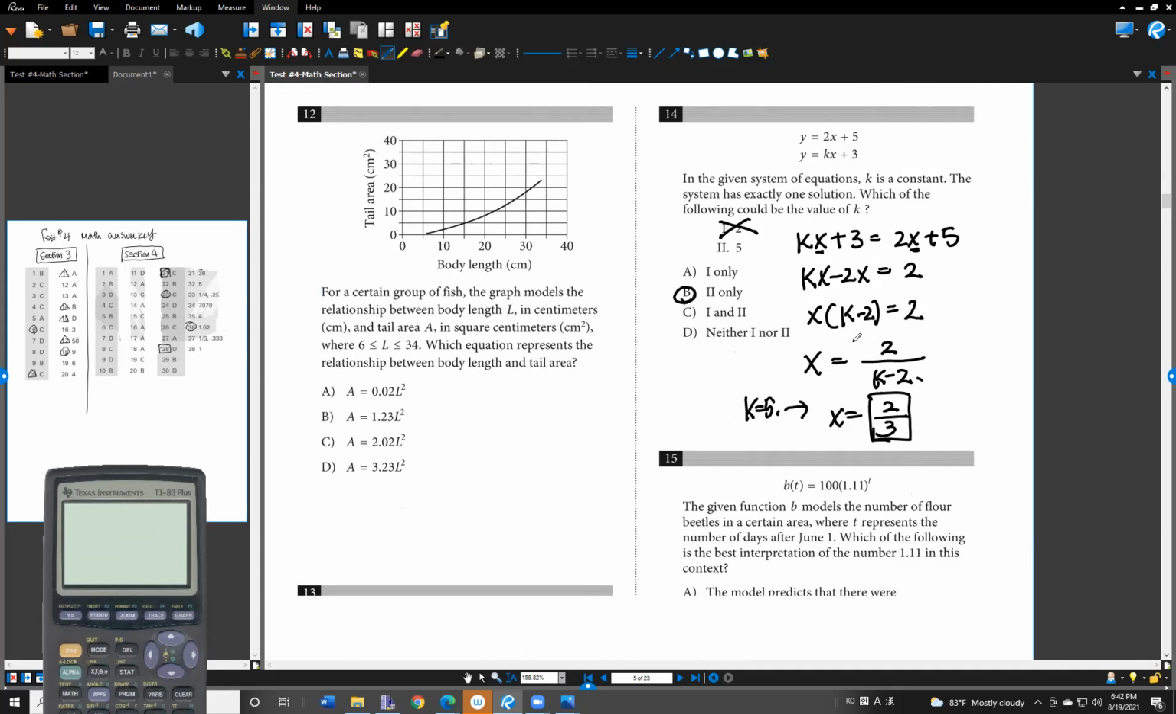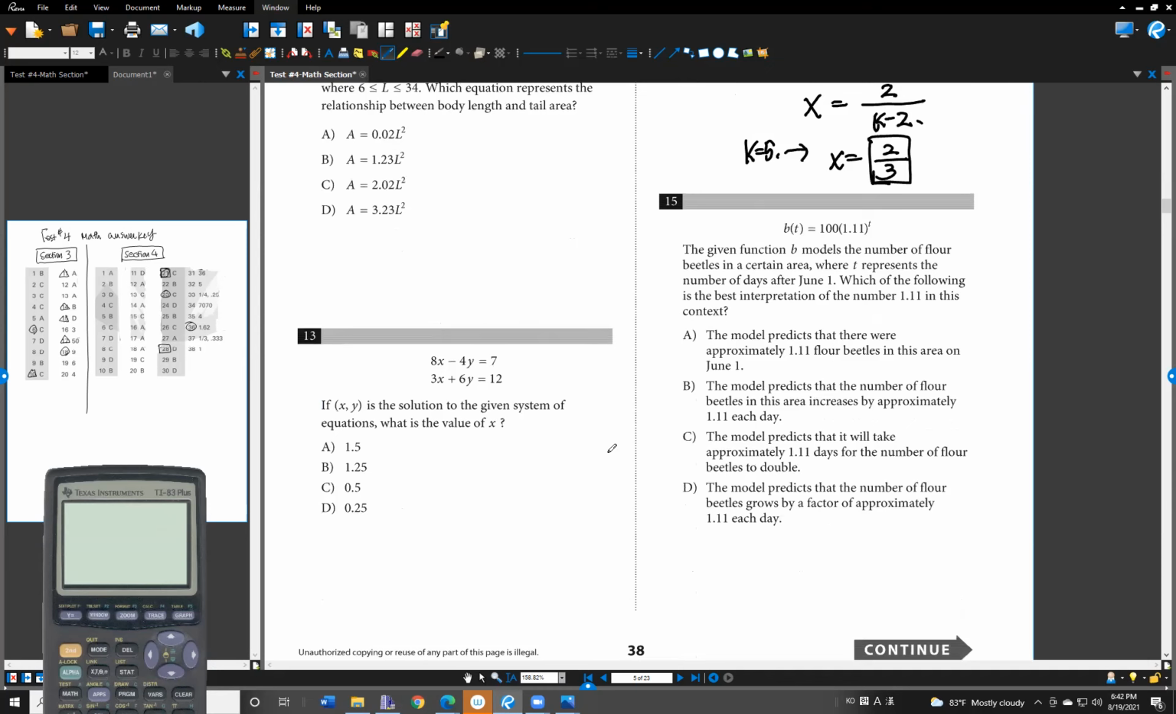For number 15, that is the exponent. This is 100 times 1.11 to the power t, right? This is the rate. The whole thing is what? We say factor, right? Factor means multiplier, scale factor, something like that. Which one is described this way?